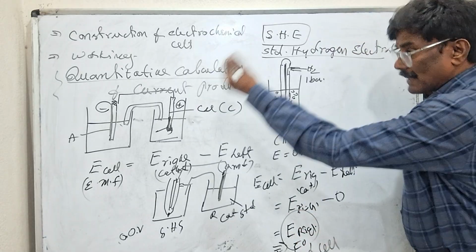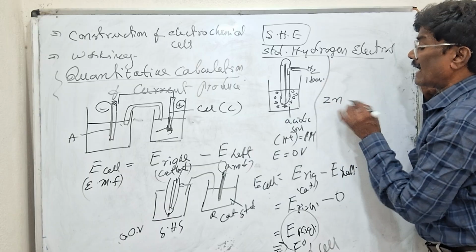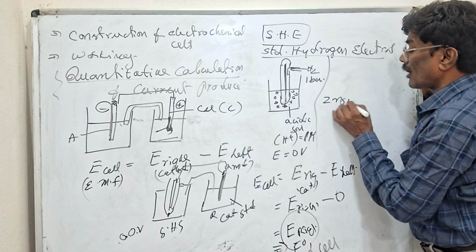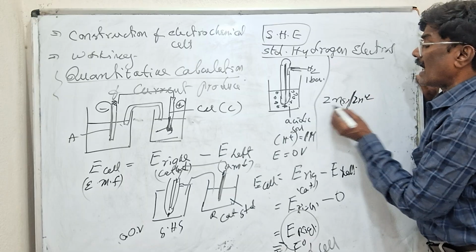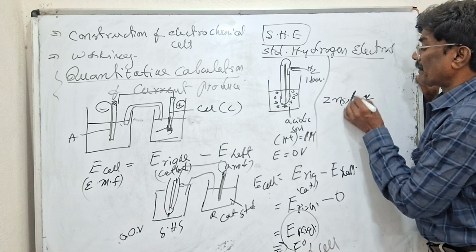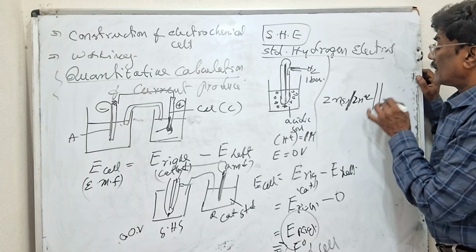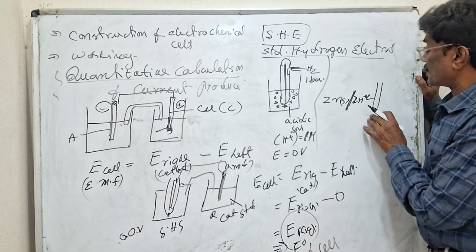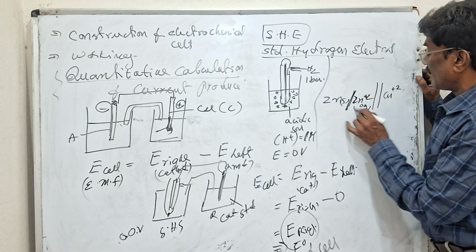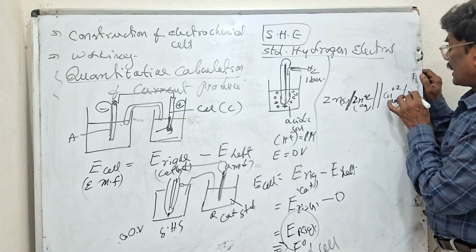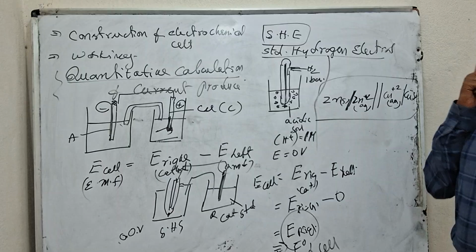For example, Daniel cell representation. How do you represent a Daniel cell? Zn on the left side, Zn solid gives Zn2+ ions on the left side. It means the metallic rod and its ions are separated by a single vertical line, and a double vertical line represents the salt bridge. On the right side, Cu2+ ions, which are aqueous, become Cu solid. This is the cell representation.